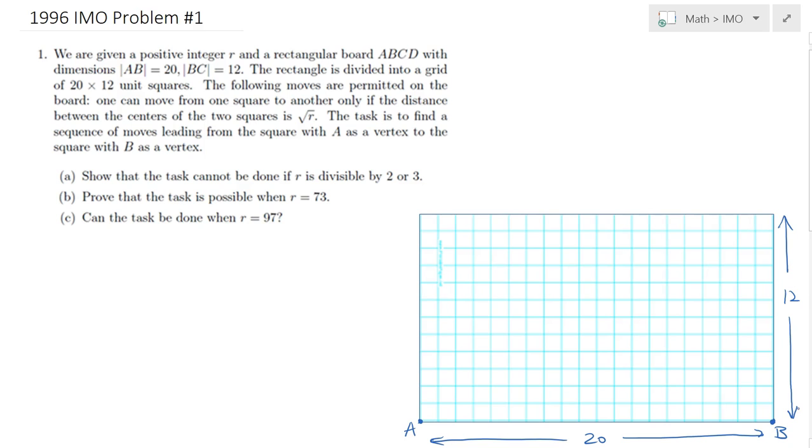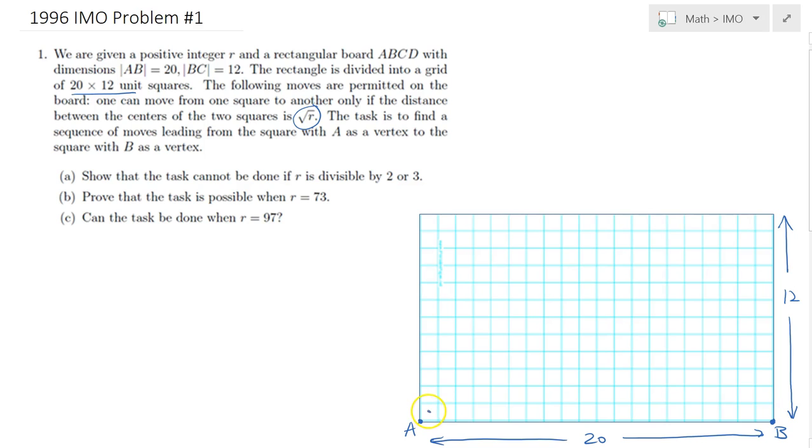And the rectangle is divided into a grid of 20 by 12 unit squares, as you can see here in my picture. The following moves are permitted on the board. One can move from one square to another only if the distance between the centers of the two squares is root r. So root r is the distance from one move to the next. The task is to find the sequence of moves leading from the square with A as a vertex.